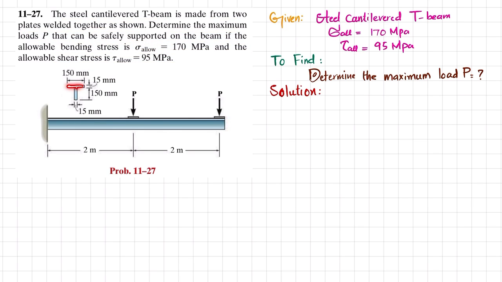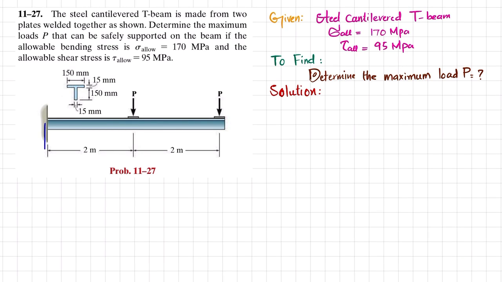So this is a T beam that is made up of two plates. This is one, this is two. The dimensions of these plates are 150 with a thickness of 15 millimeter, and this height is 150 and this thickness is also 15 millimeter. And this is the cantilevered beam made from this T beam, having a concentrated load of value P at each of these points. This end is a fixed support. So you have to find the maximum load P that can be applied on the beam. So let's start with the solution.